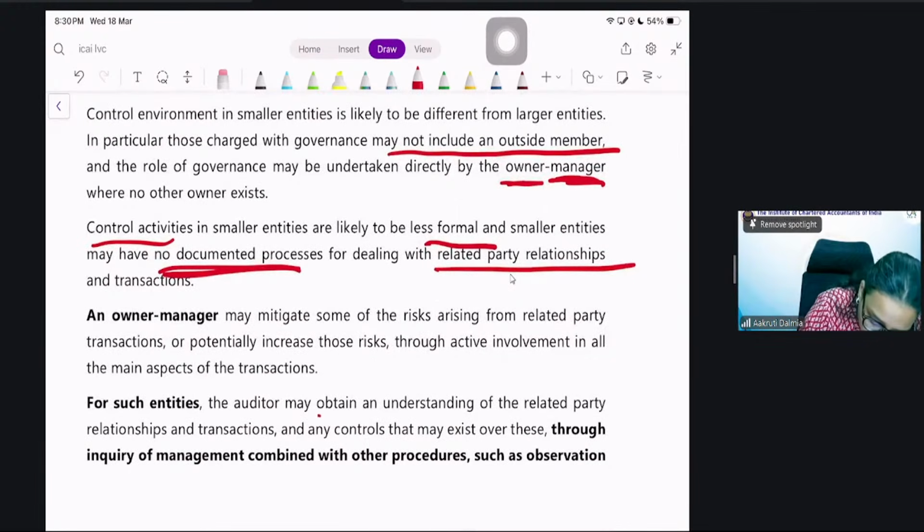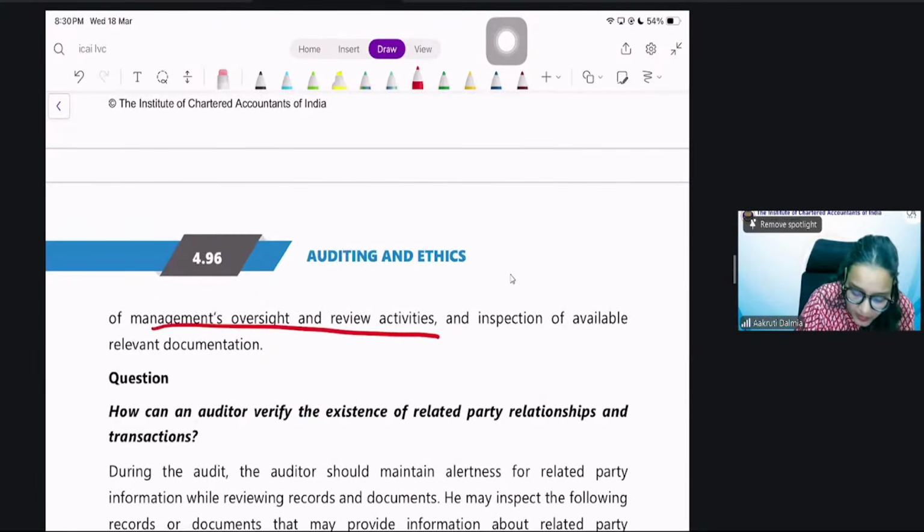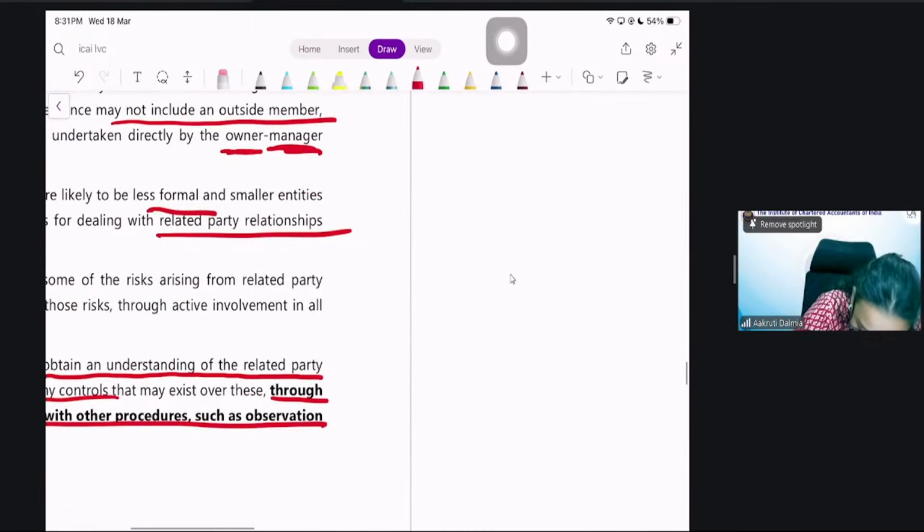For such entities, the auditor may obtain an understanding of related party relationships and any controls that may exist through inquiry combined with observation of management's oversight and inspection. So you yourself will have to do your own inspection and observation. You can chit chat, so through a more informal way, you might have to collect information. Is that clear? Here we are more dependent on management or the owner to give us information. If they don't tell us, we'll not know. Let's say you are the auditor of Tukaram grocery store or a tire store, okay?